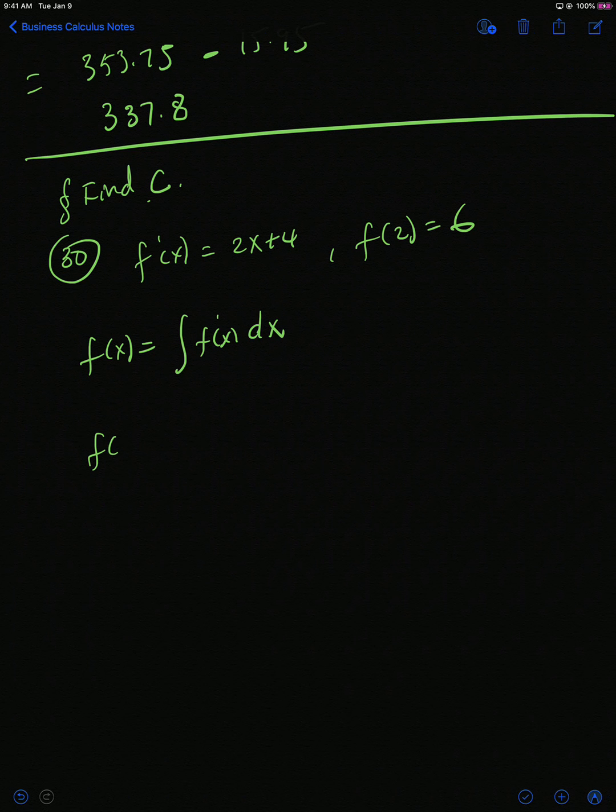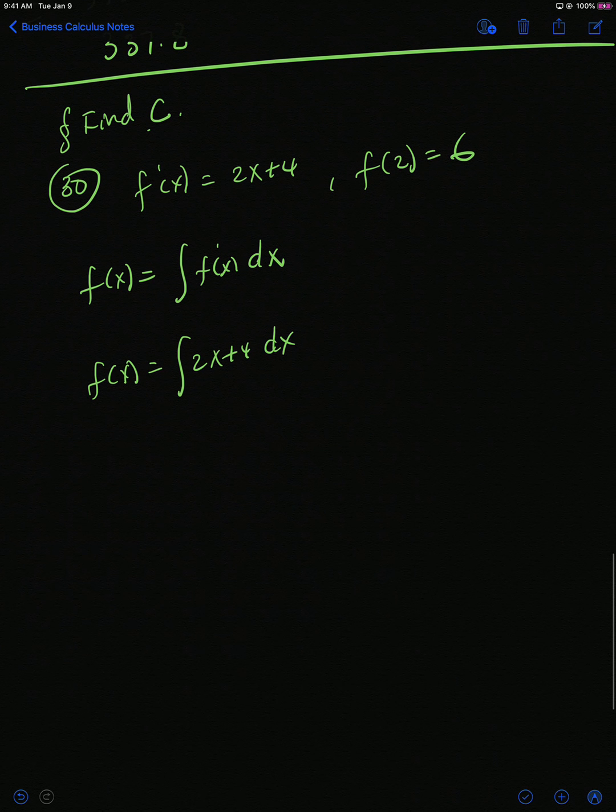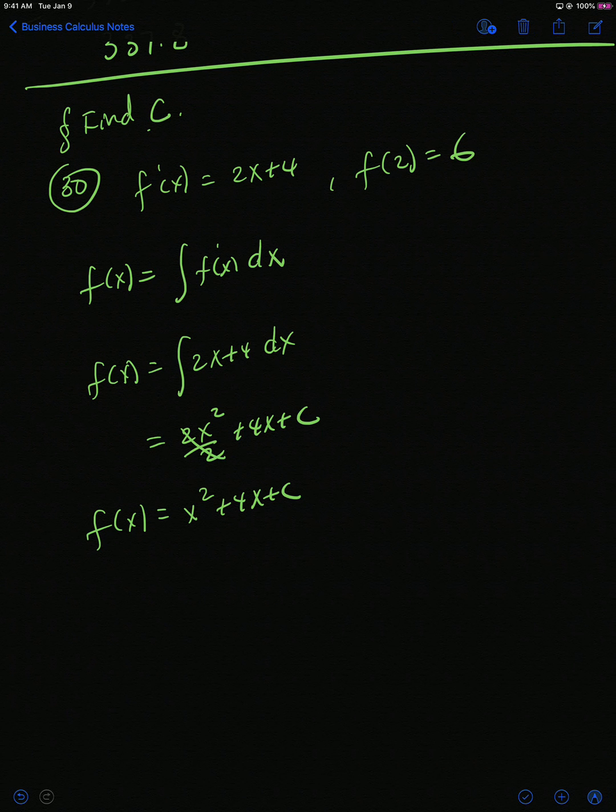To find the function, I simply find the antiderivative of 2x plus 4, dx. That gives me 2x squared over 2 plus 4x plus c, which tells me my function, after these cancel out, is x squared plus 4x plus c. At this point, however, I have not actually figured out the function f of x because this c is missing. Oh no! So I use this second piece. That's what this is for, to help us find c. This says that when I plug in 2, the answer is going to be 6.